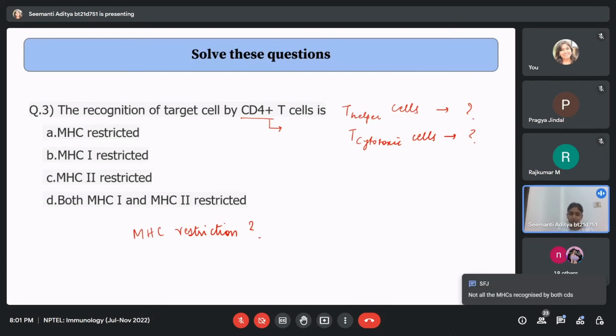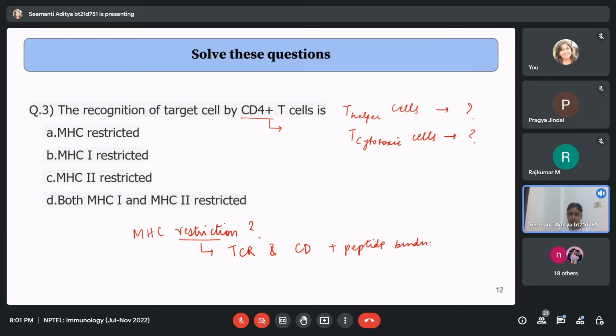The term restriction means that it has to recognize both the T cell receptor and your CD, whatever the CD4 or CD8, along with the peptide binding cleft.